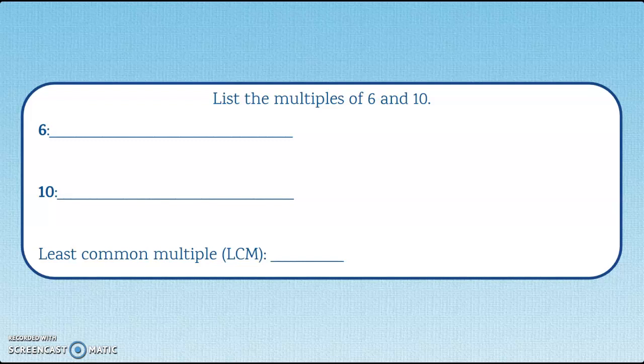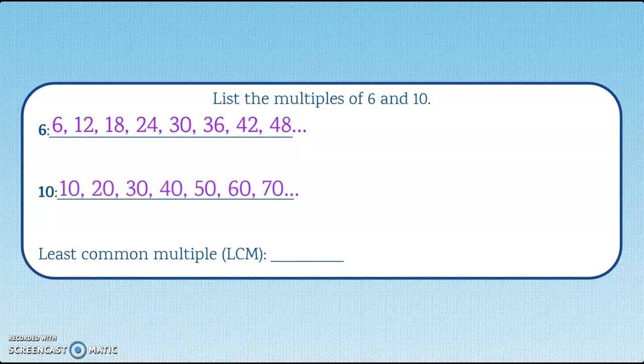We're going to list the multiples of 6 and the multiples of 10. So for 6, it is 6, 12, 18, 24, 30, 36, 42, 48. For 10, we have 10, 20, 30, 40, 50, 60, and 70.